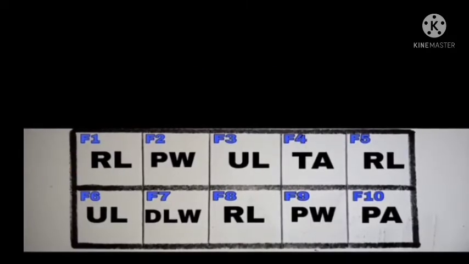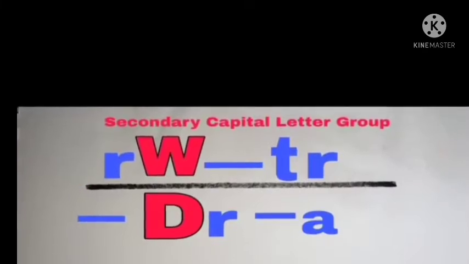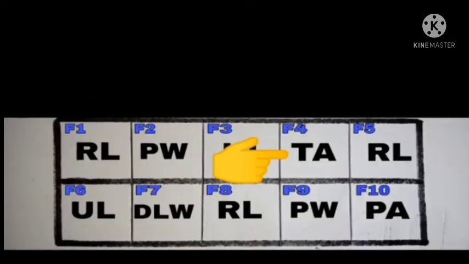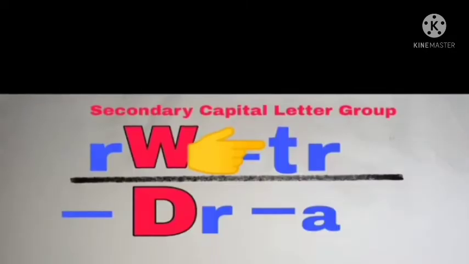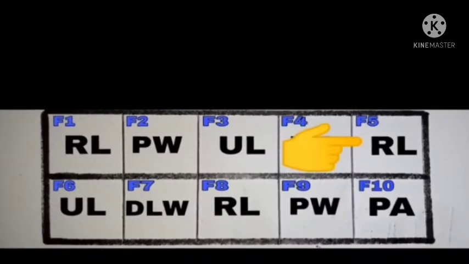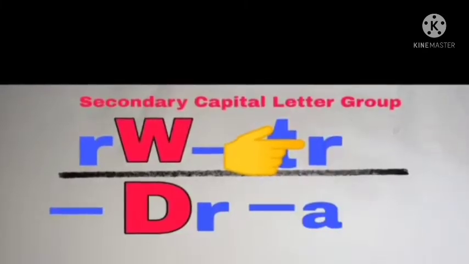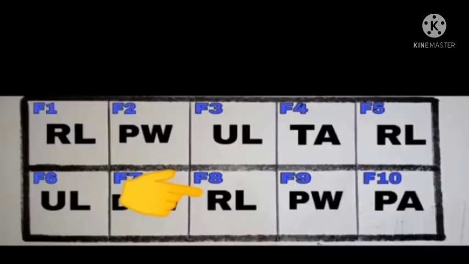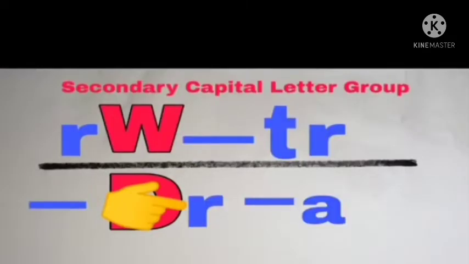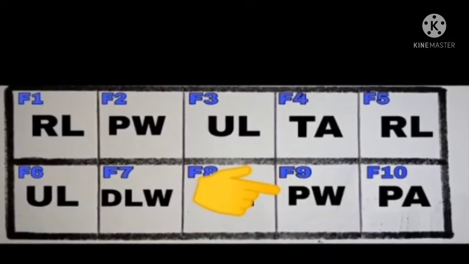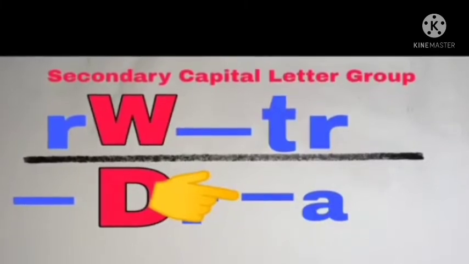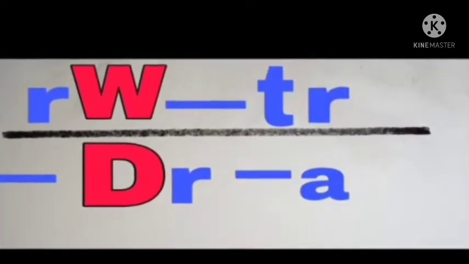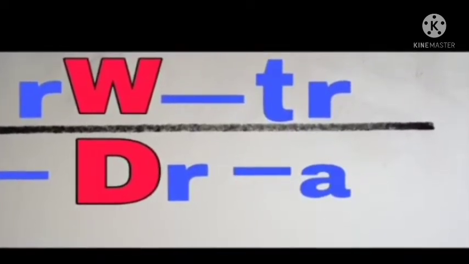Finger 1, radial loop, small letter r, numerator. Finger 3, ulnar loop, just leave it blank. Finger 4, tented arc, small letter t, numerator. Finger 5, radial loop, small letter r, numerator. Finger 6, ulnar loop, just leave it blank. Finger 8, radial loop, small letter r, denominator. Finger 9, plain whirl, just leave it blank. Finger 10, plain arc, small letter a, denominator. Then you got the secondary classification.